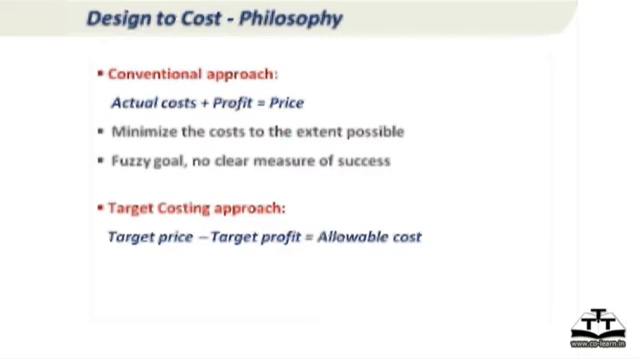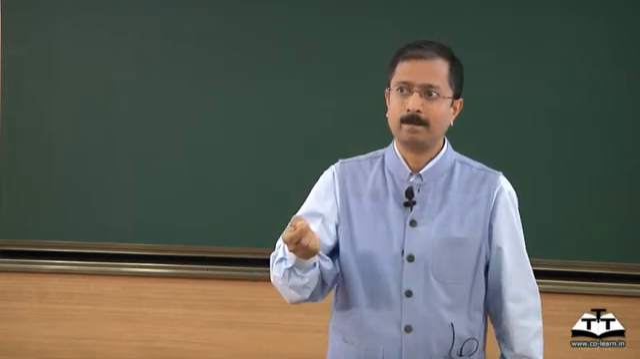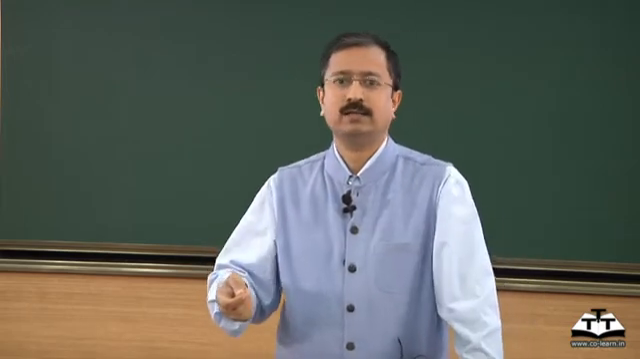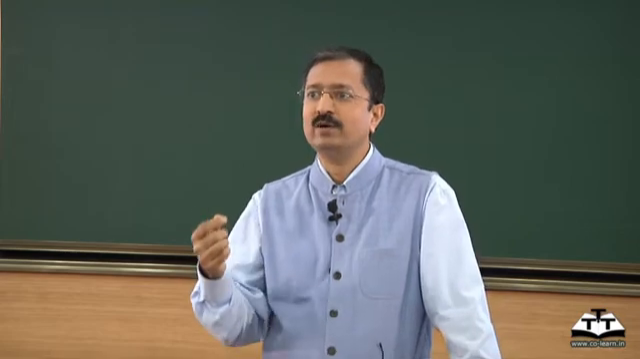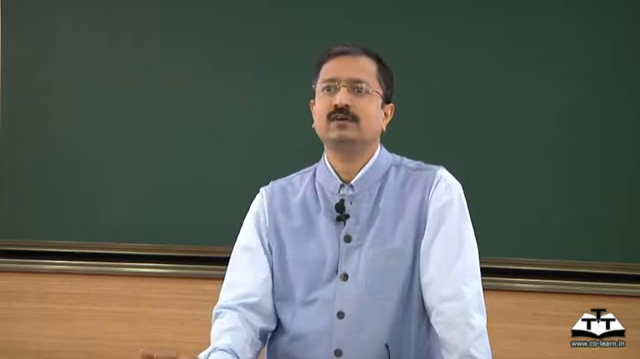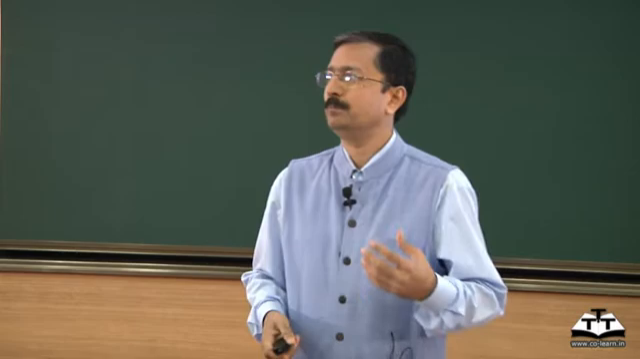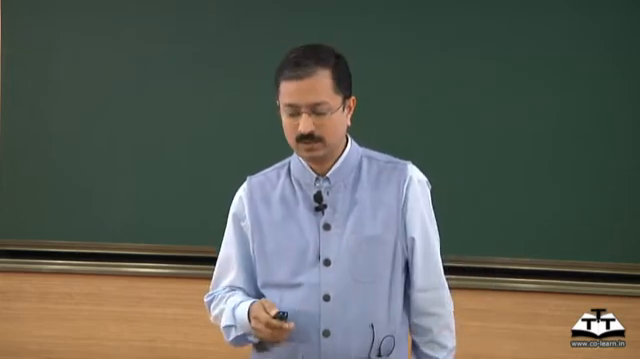The new approach is essentially called target costing, where it's the same equation but I turn it around. Instead of saying cost plus profit is equal to price, I am now saying price minus profit is equal to cost, which means I first fix my price, I fix the profit I want to make on that part, and then I know I need to manufacture within that much cost. That is the allowable cost. That's the basic change of philosophy, change of mindset, change of culture, and change of the way you do manufacturing and costing and negotiation with the customer.